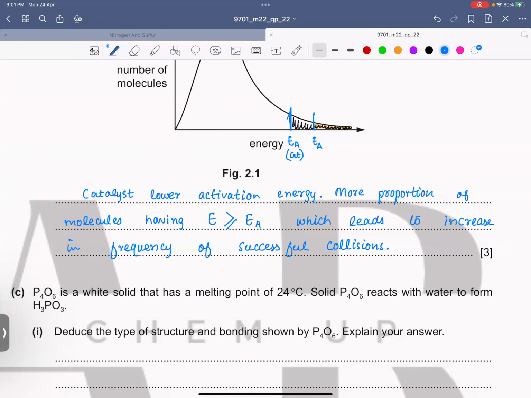No, it doesn't matter now because we already stated that the catalyst lowers the activation energy.